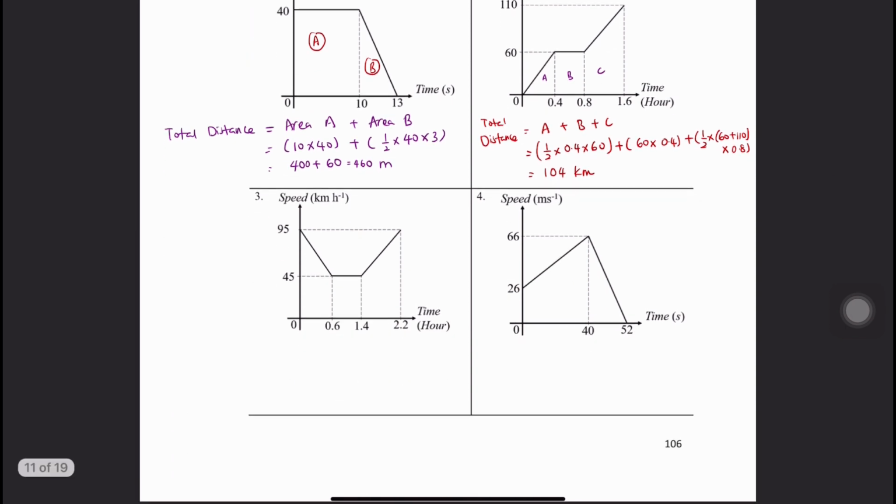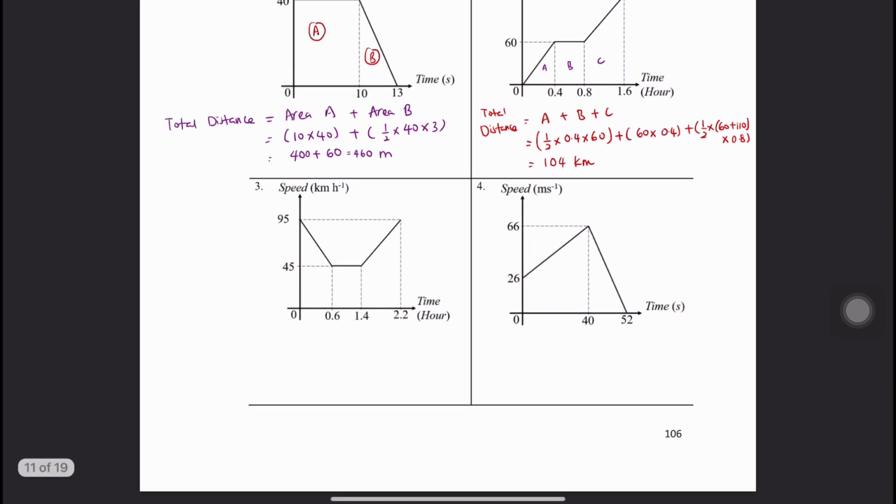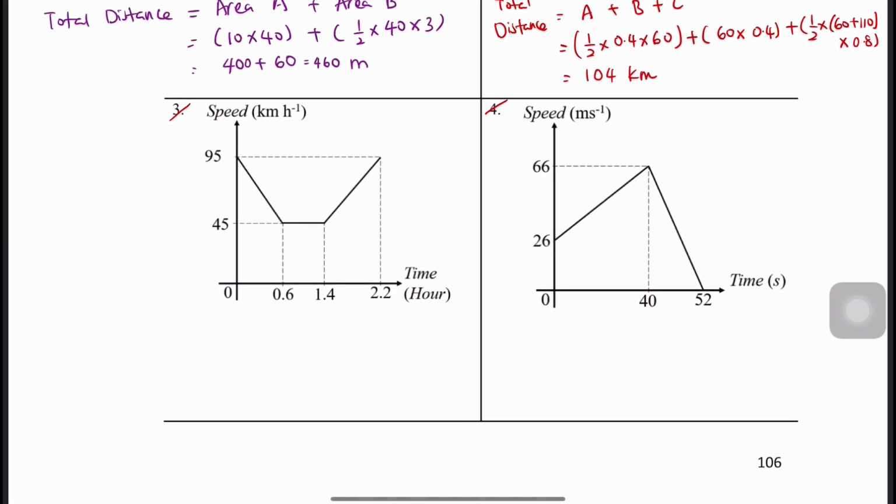Boleh? Okay, next I want you to try number 3 and number 4. I will give you the final answer. So this one, number 3, is 134. Number 4 is 2236.